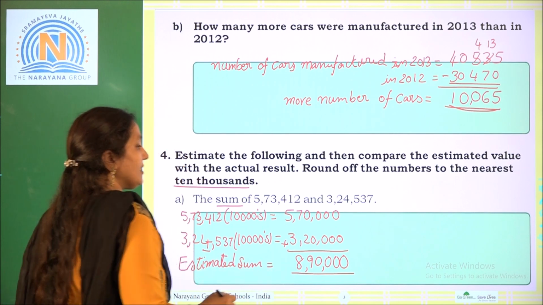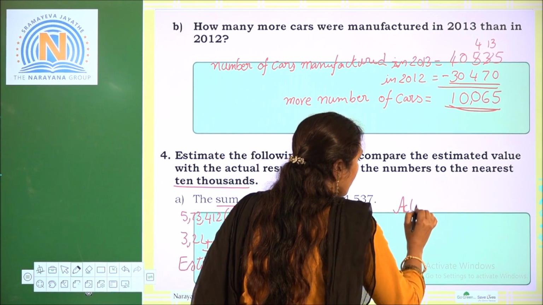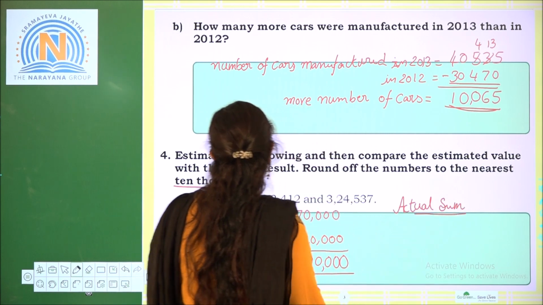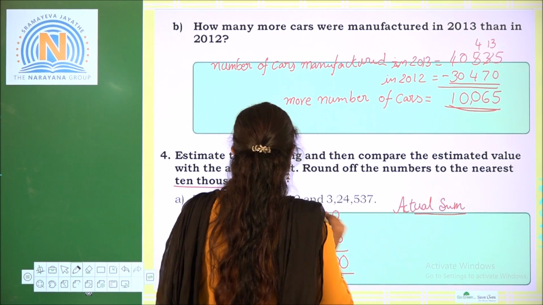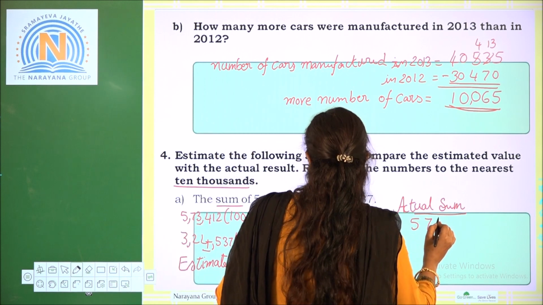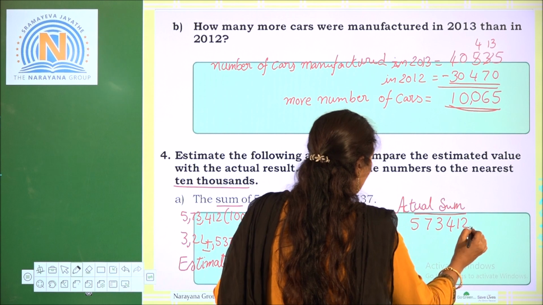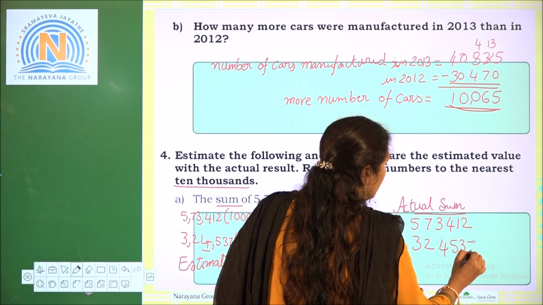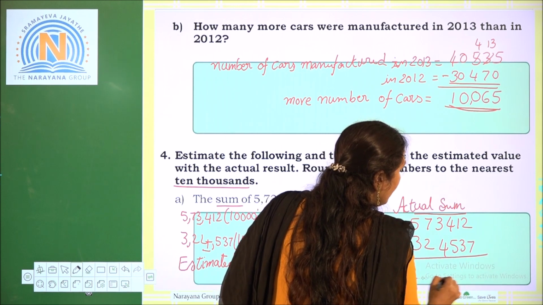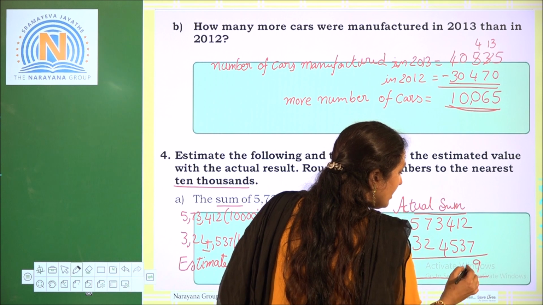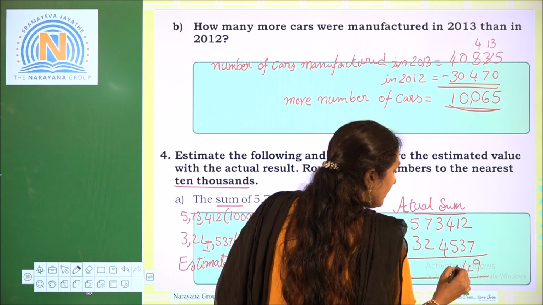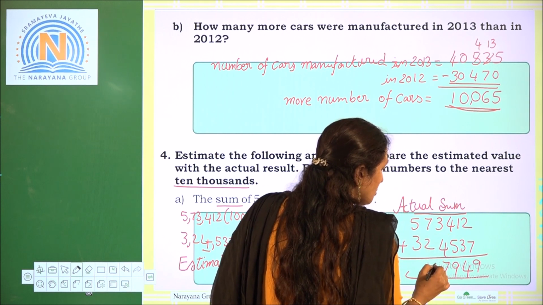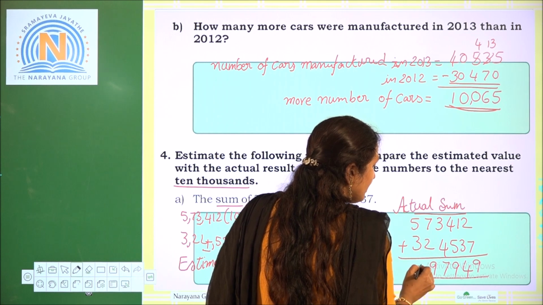Now coming to actual sum. What are the given numbers? 5,73,412 and 3,24,537. Now add. 2 plus 7 is 9. 1 plus 3 is 4. 4 plus 5 is 9. 3 plus 4 is 7. 7 plus 2 is 9. 5 plus 3 is 8.